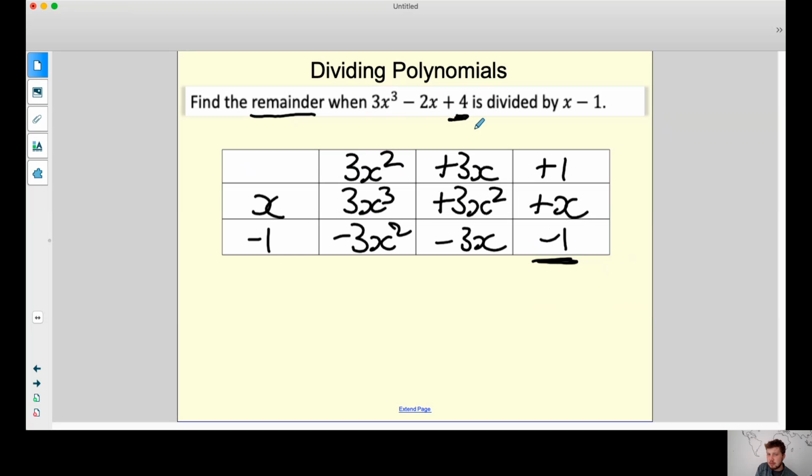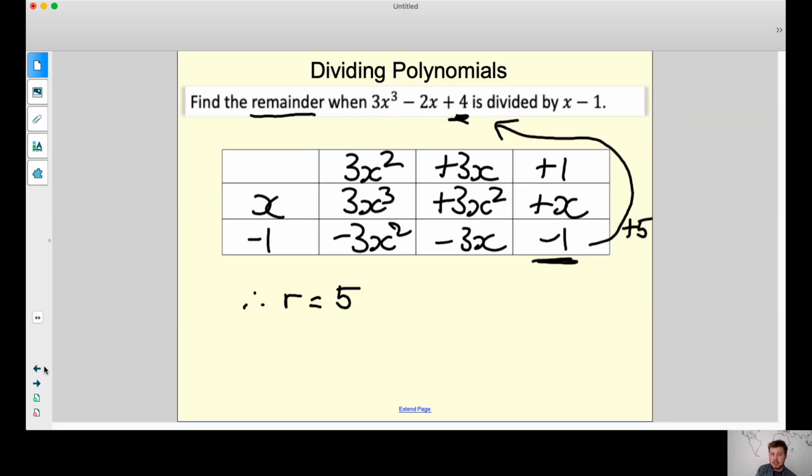So here you can see my discrepancy. I need to think, how do I get from minus 1 to positive 4? Well, I must add 5. So therefore, my remainder must be equal to 5, because that is what I need to go from minus 1 to 4. So that was 2 examples on dividing polynomials. Make sure you just go back and check if there's anything you missed.